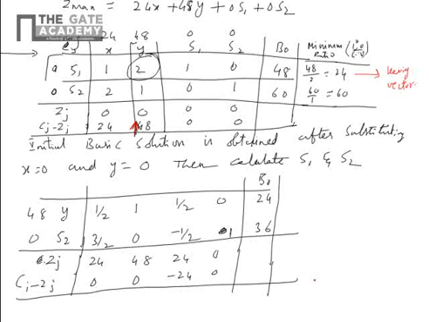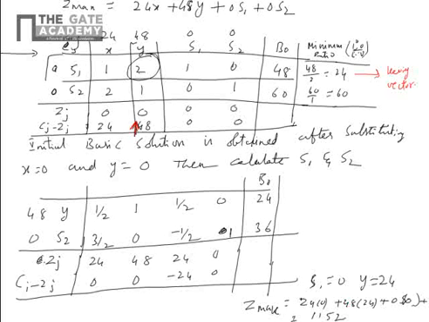So the optimal solution is s1 equal to 0 and y equal to 24. Substitute that optimal solution in Zmax, and you will get the optimal value. So x is not there in the solution, so x is equal to 0. So 24 into x 0 plus 48 into y 24 plus 0 into s1 is nothing but 0 plus something. So the value is 1152.